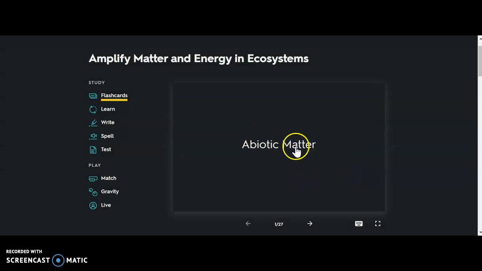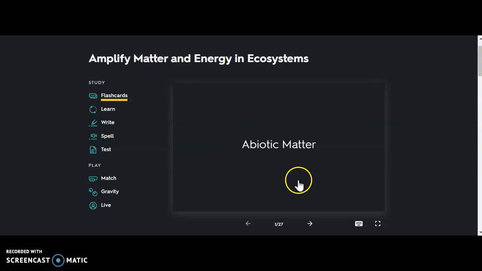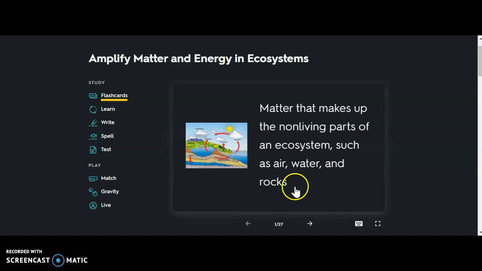So what I'm going to do is start by writing this new vocabulary word. Where it says vocabulary word, I'm just going to delete that, and I'm going to write abiotic matter. Notice that I'm capitalizing both words. I'm writing it exactly how it's written right there. Now when I flip it over, here's my definition: matter that makes up the non-living parts of an ecosystem, such as air, water, and rocks. So I was somewhat correct in thinking that this had something to do with life.